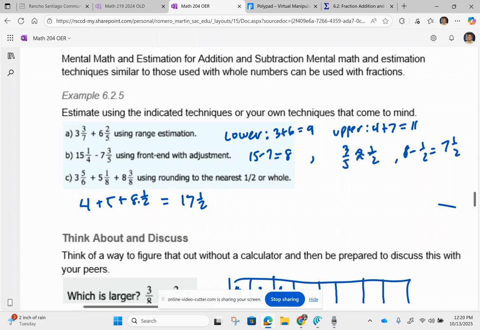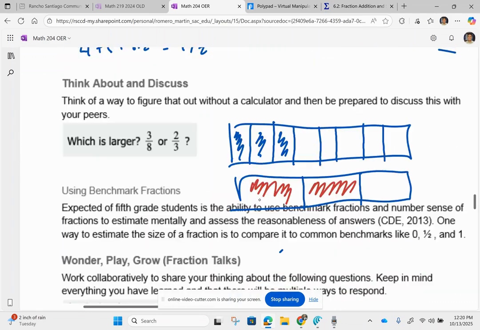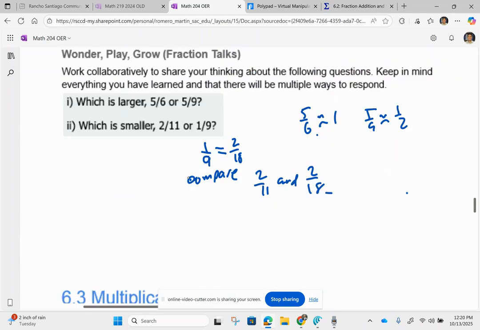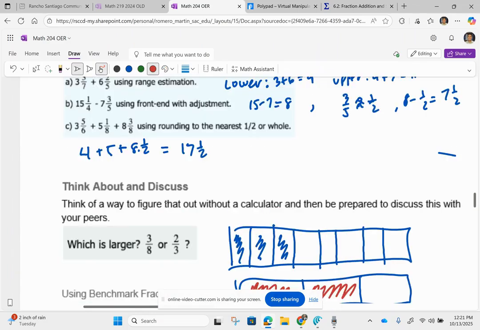It's just an estimation. On this one here, rounding to the nearest half or whole, 5/6 is close to 1, so it's 4 plus 5 plus 8.5, and so we can estimate there. Again, it gives us a good sense of value before going to technology, because sometimes I may not need a precise value. And then we end with this idea of comparing fractions using benchmark fractions.